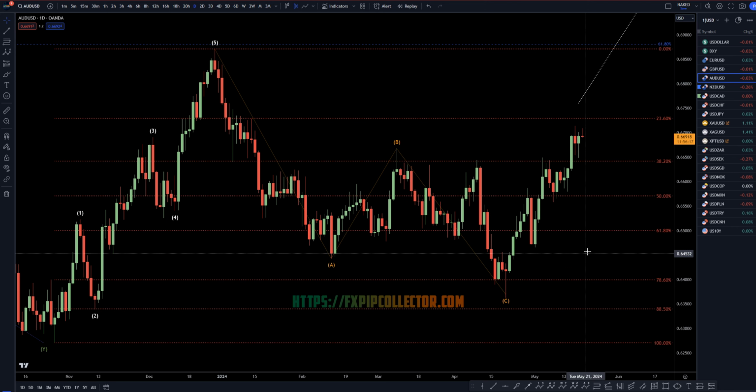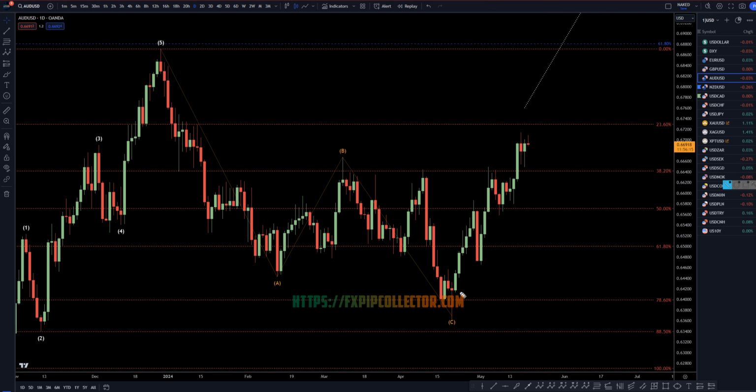Taking it down to the daily time frame. Now, looking at this one, it does have 5 waves, and looking at most other dollar pairs, it actually looks like we're still in a wave 3. So I'm not really convinced this is actually over. I think there still could be lots and lots of upside potential.